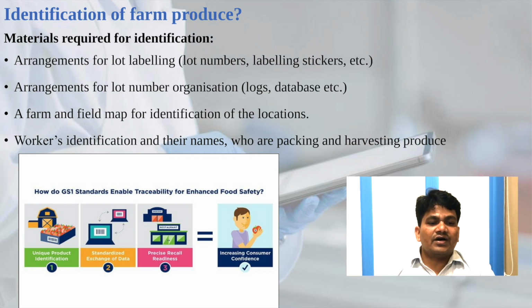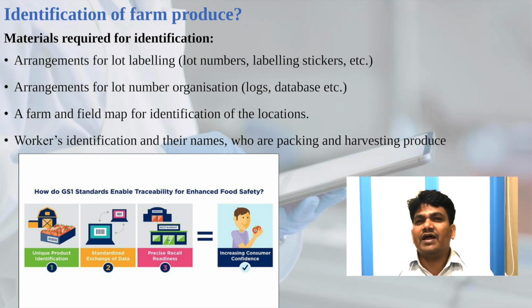Okay, next is the identification of workers and their names who are packing and harvesting produce, so that if anything happens with the product, we can track at least who the persons were, and this information will help even to increase their skill and to track the understanding of the particular manpower, and that manpower again may be trained or even evaluated in order to increase the efficiency and to ensure the quality of the product.